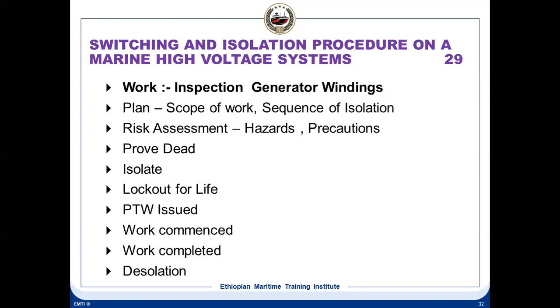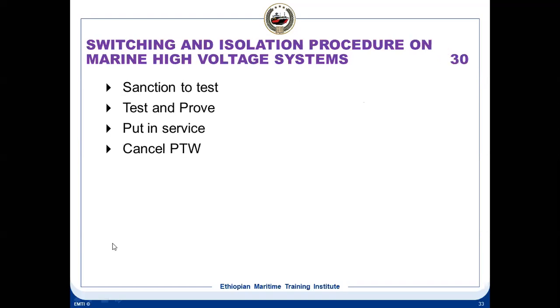go for de-isolation. Once it is de-isolated, then give the sanction to test. That is another permit, the sanction to test. Once you finish, test and prove that you tested everything, the generator and everything is put back. So test and prove, then put in service.